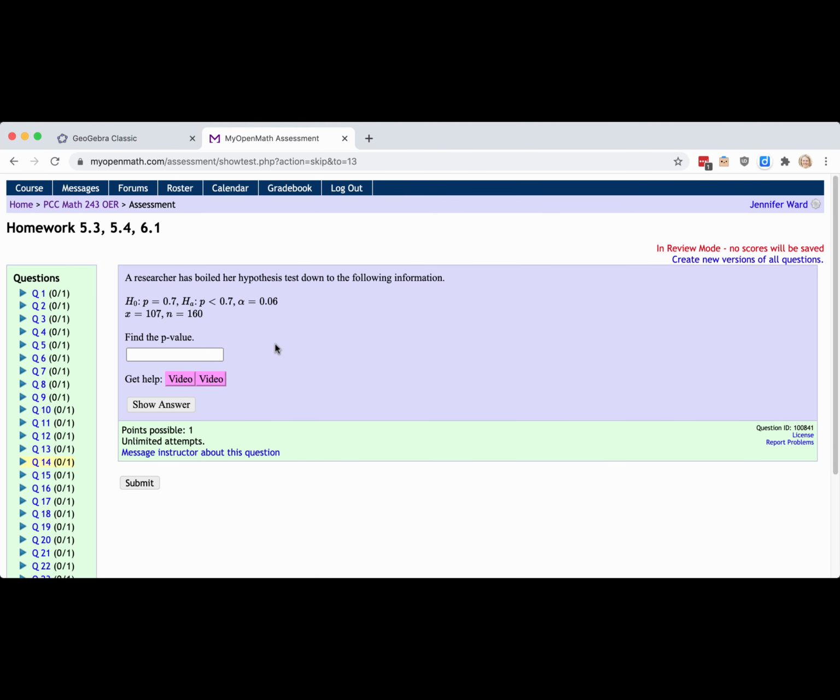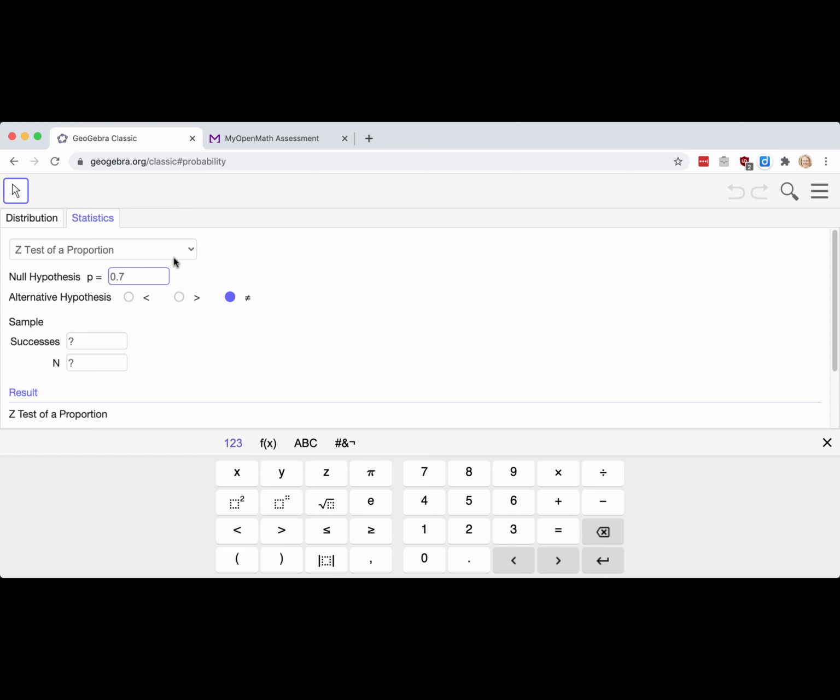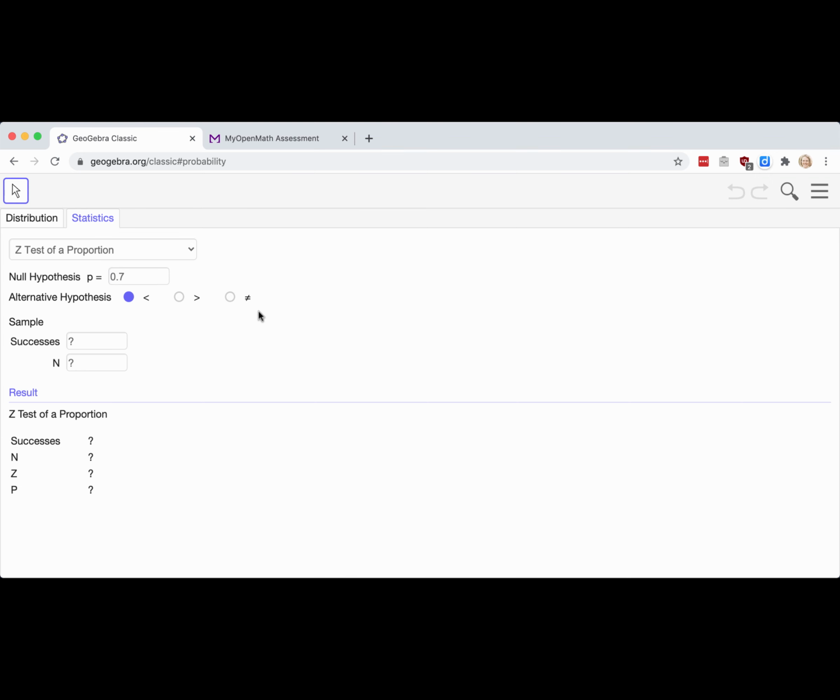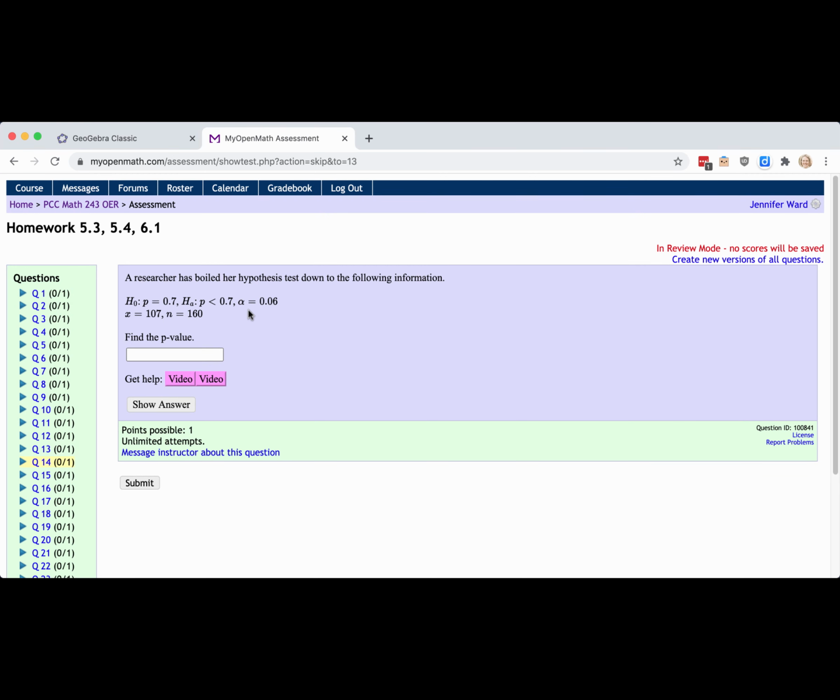And going back to the question, HA is p less than 0.7. So this is a left-tailed test. The little arrow's pointing to the left. We're trying to see if the proportion has decreased since we last gathered data. And we're using a significance level of 0.06. We're also given the information that x, the number of successes, is 107, and n, the sample size, is 160. And the goal here is just to find the p-value.